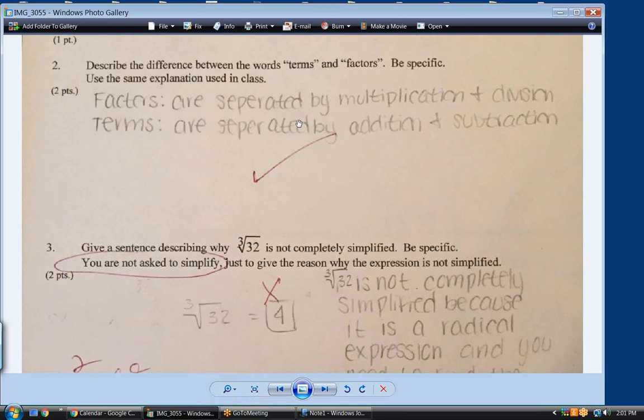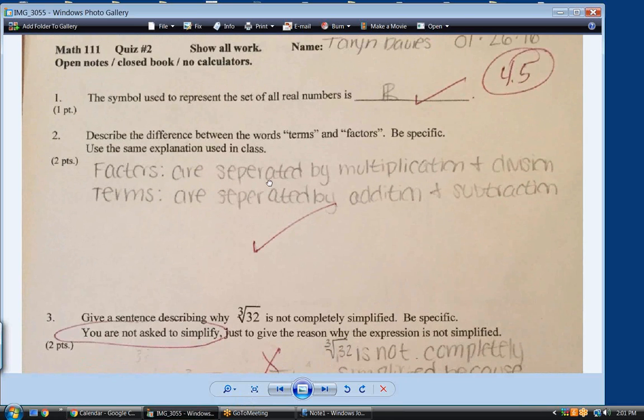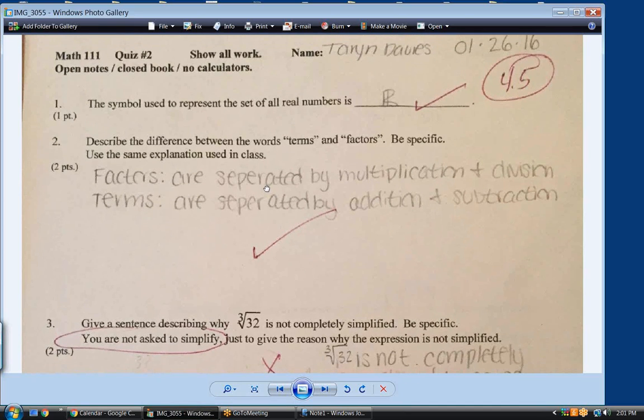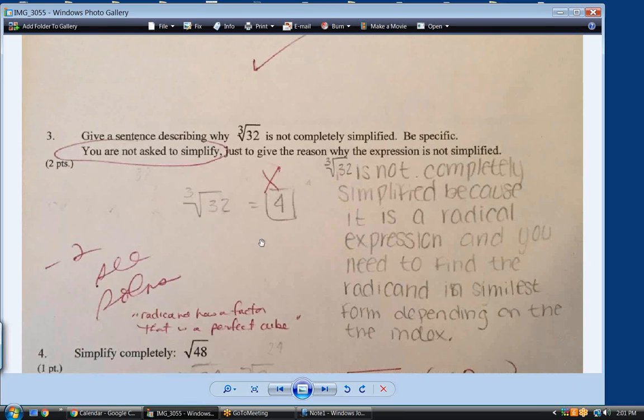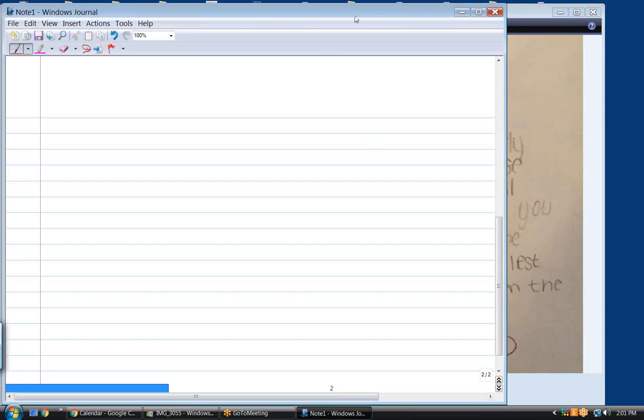This is a quiz that we took, and I didn't do too well on it. The ones that don't have what looks like a purple check mark, I did wrong. Okay, so we'll just go over the ones I did wrong. So let's look at number 3.